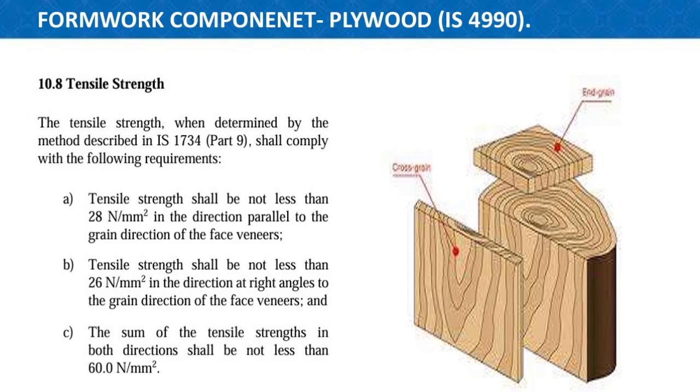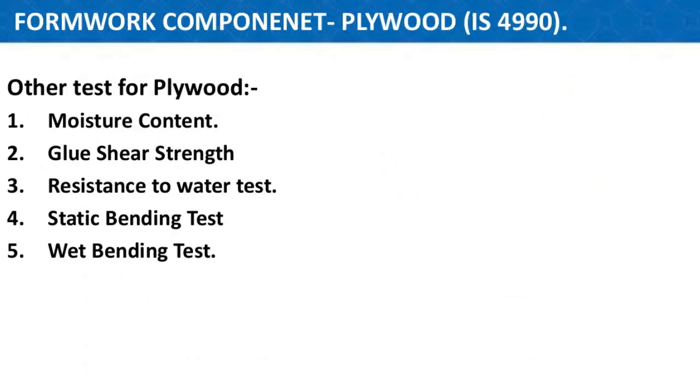So tensile strength is very important to understand, and you need to send samples to the laboratory for the tensile strength test to find out whether what is given in the IS code satisfies the criteria as per IS 4990. Then the other tests you need to do are moisture content, glue shear strength, resistance to water test, static bending test, and wet bending test.